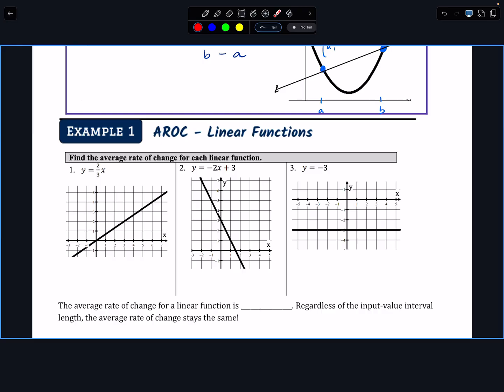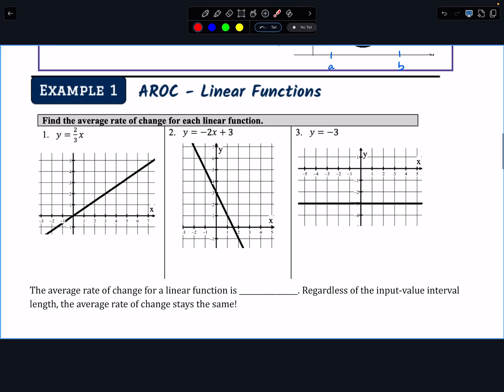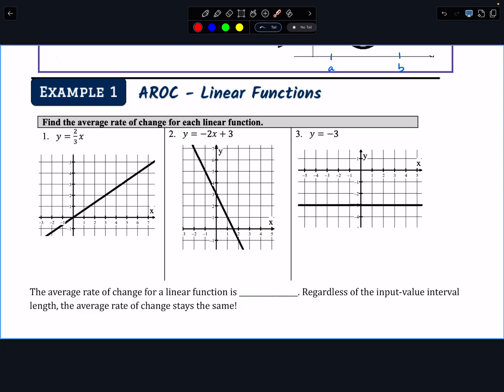So let's start with this problem right here. So it says to find the average rate of change for each linear function. Okay? So average rate of change is the same thing as what? Slope, okay? So do you guys see how this is already written in y equals mx plus b form? What is the slope of this line? What? 2/3. So the slope is supposed to be 2/3.